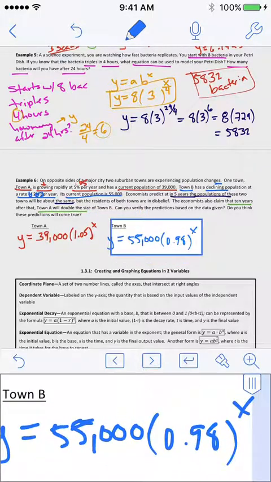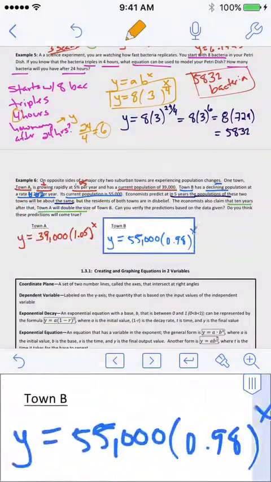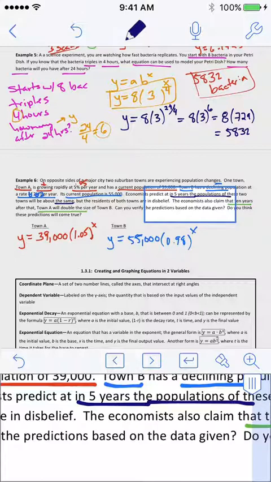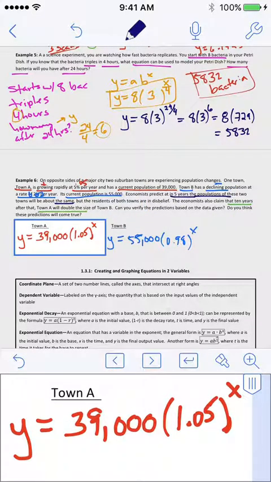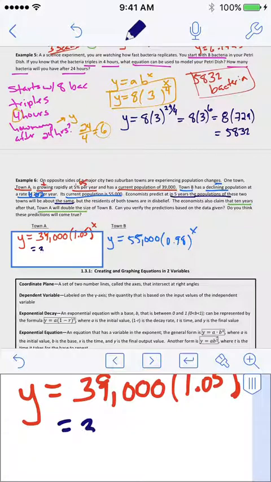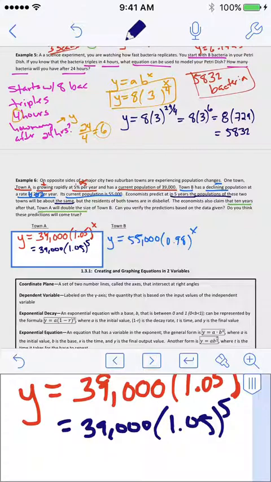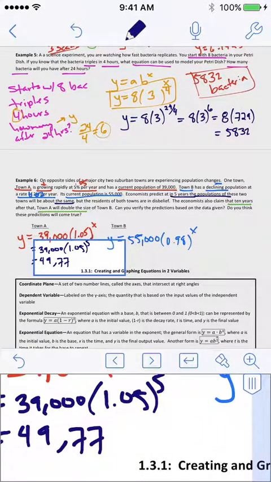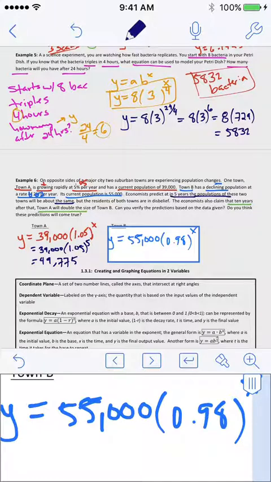All right. And we have both equations. Sweet. Now that we have both equations, let's answer the purple question. In 5 years, will they be about the same? So in 5 years, let's plug in 5 to both. For 5 years, y is equal to 39,000 times 1.05 to the 5th. That equals about 49,775, we'll round, people.